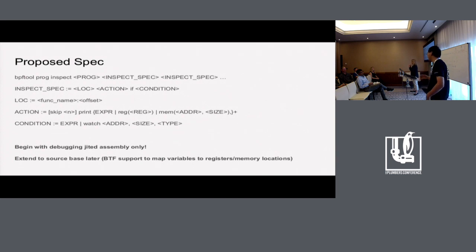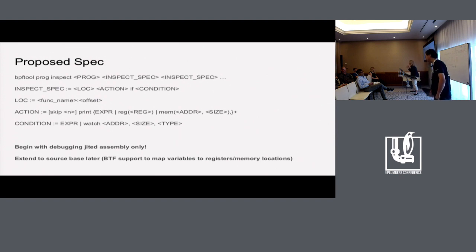The reason is you want to collectively get more information for this particular issue, because they are correlated. So we have a location, like a function name plus offset, and an action: you can skip something, or you can print some expression, print some registers, or print some memory buffer contents. And the condition, you just write a condition, or it even can be a watchpoint. It may or may not work, I just wrote it.